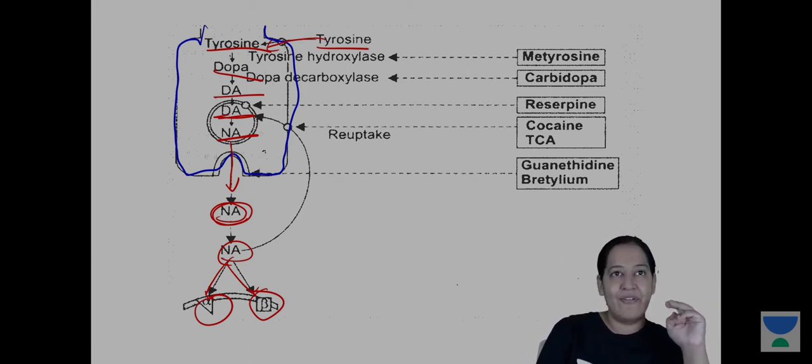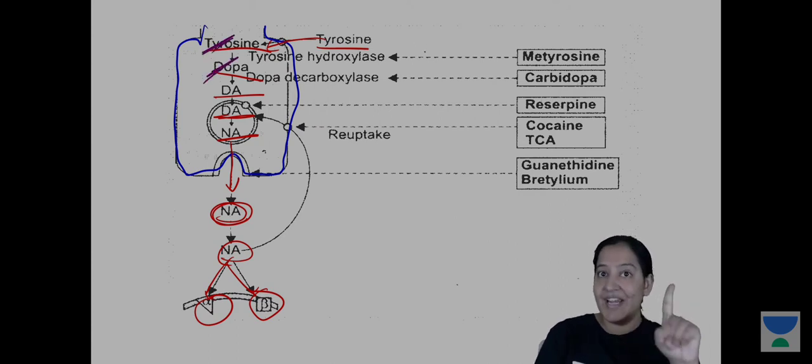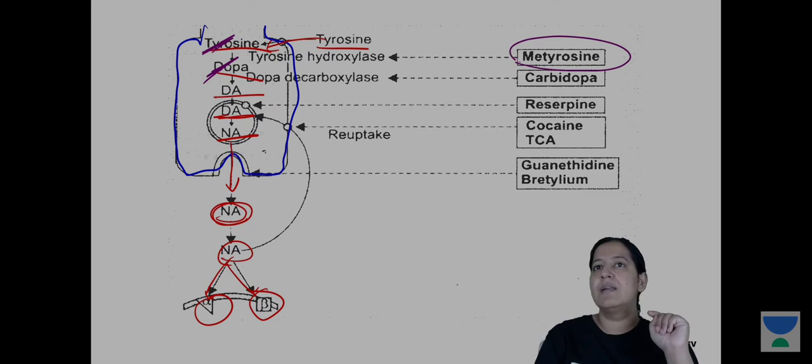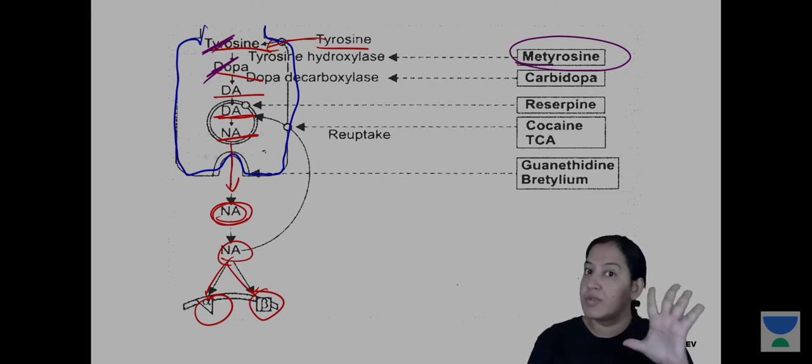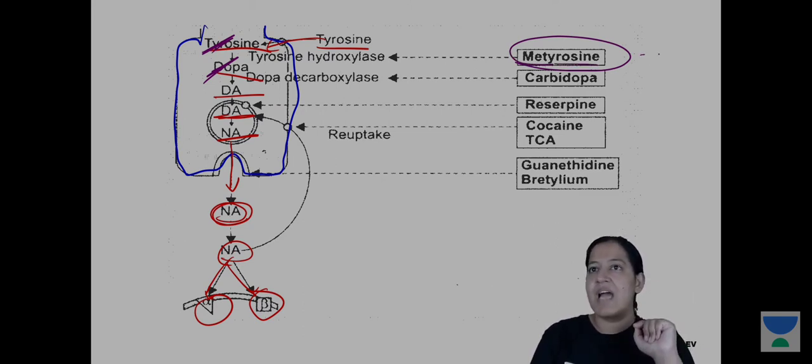So the main rate limiting step is the first step, that is tyrosine to dopa conversion. This is the rate limiting step and it is blocked by a poison, a toxin known as metyrosine. So metyrosine inhibits tyrosine to dopa conversion. Tyrosine to dopa is blocked by metyrosine. Number one.